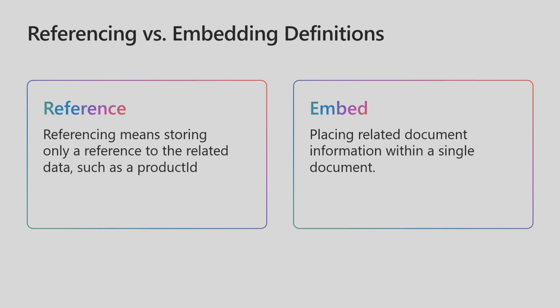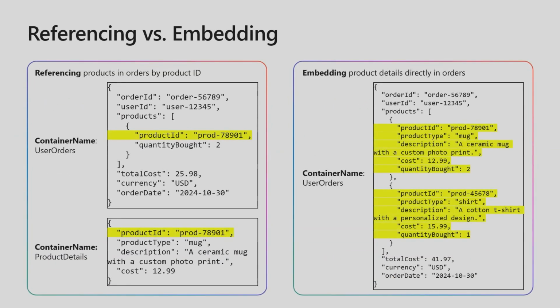So to put this more clearly, as you can see here, the containers on my left have the referencing modeling, where we have our new container called user orders, and we have a reference to the product ID within these order documents. And you'll see here that we have this product ID, but we don't have any details on what exactly the name of the product is or the cost of that product. We're getting that by referencing another container, which is our product details container, to get all of that rich detail of what the customer actually bought.